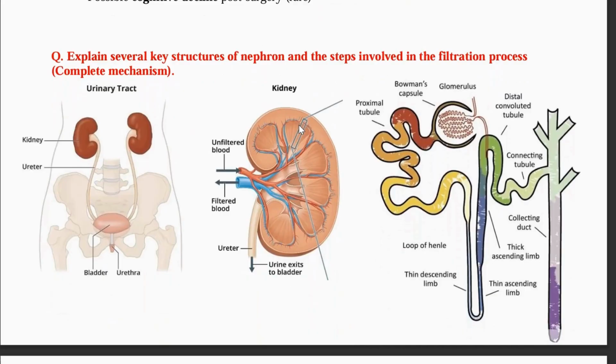In each kidney, there are many nephrons, which are the main functional unit of the kidney. So this is the structure of a nephron. This is the Bowman's capsule, glomerulus, then the proximal tubule, then the loop of Henle: thin descending limb, thin ascending limb, thick ascending limb, and this is the DCT, that is the distal convoluted tubule, and the connecting tubule.